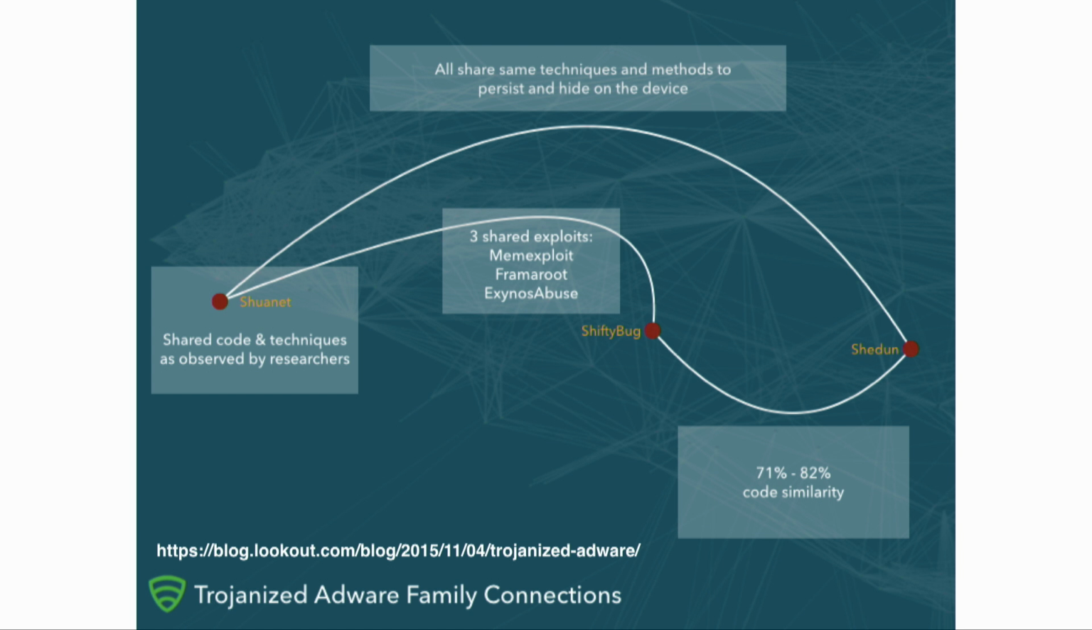This was used for finding connections between these three families, SchuaNet, ShiftyBug, and Shidan. Too many S names makes it confusing. We're not going to do that again. But these are all the adware Trojans that will root your device and install itself in the system directory so that it persists after a factory reset. We were able to figure out all these connections based on our ability to look at all these other samples and see what the code distance and similarity is.